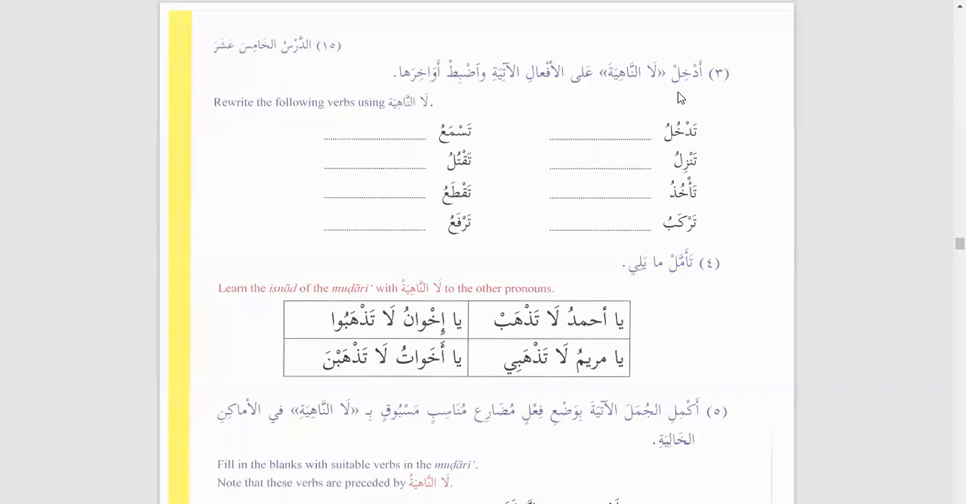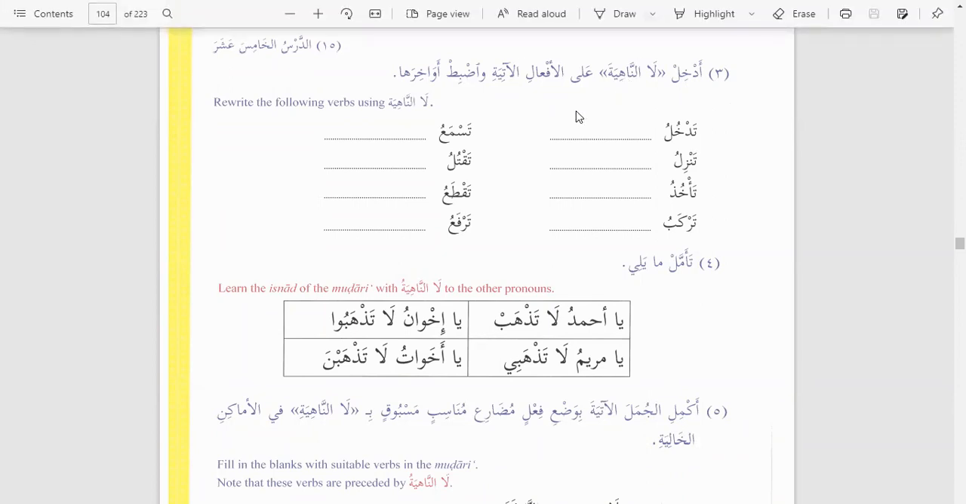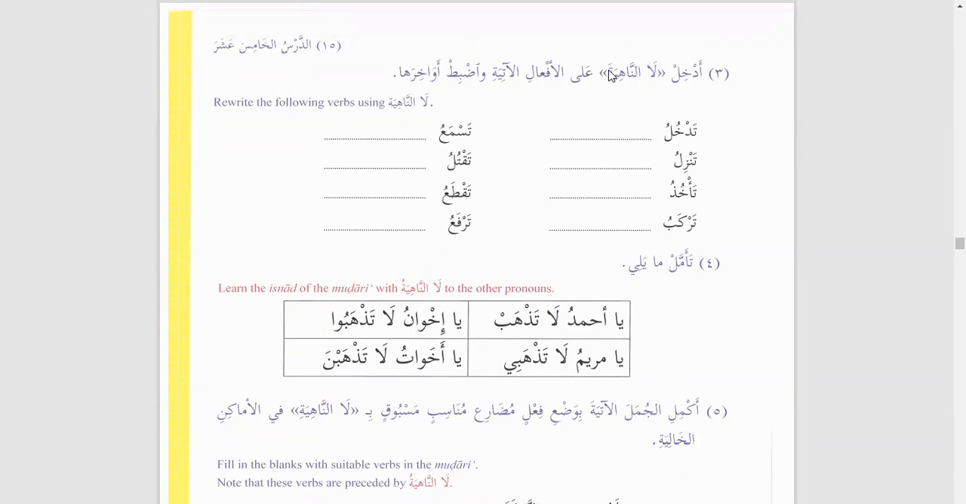So what are we supposed to enter here? Adkhil la an-nahiyata, enter la an-nahiya on the following verbs, and put the proper endings on the verbs. As we can see here, it is an-nahiyata. It is mansub. It has fatha. Why does it have fatha? Because of ta marbuta, sir.